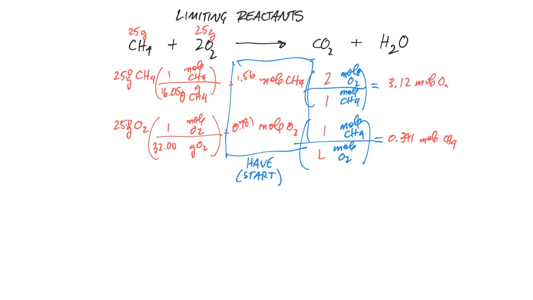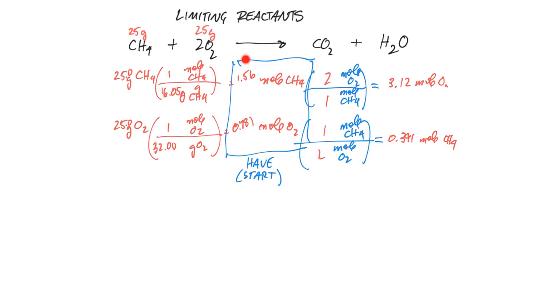So what I've done here is I've taken the moles of methane that I have, which is the 25 grams, and then I'm using a mole ratio, and I'm calculating a number of moles of oxygen that would fully react all of the methane. In other words, 1.56 moles of methane needs 3.12 moles of oxygen to fully react. On the other hand, 0.781 moles of oxygen, if it were to fully react, requires 0.391 moles of methane.